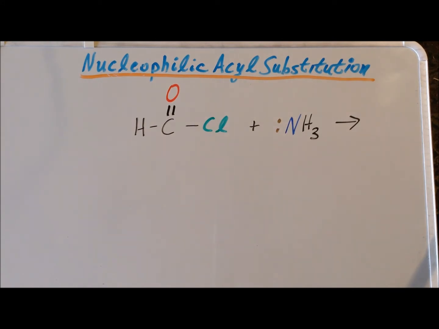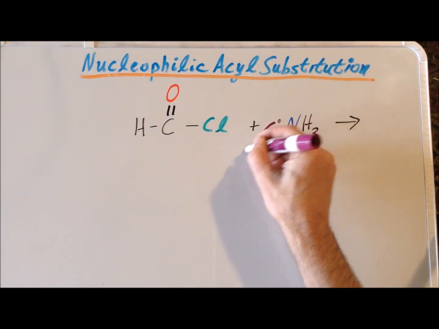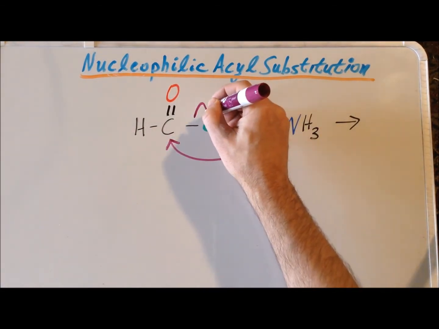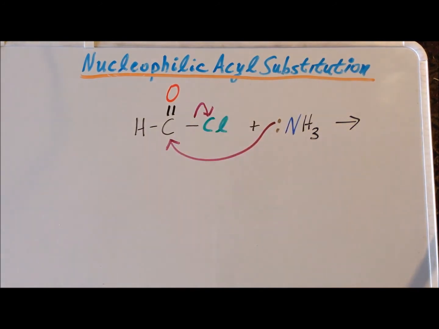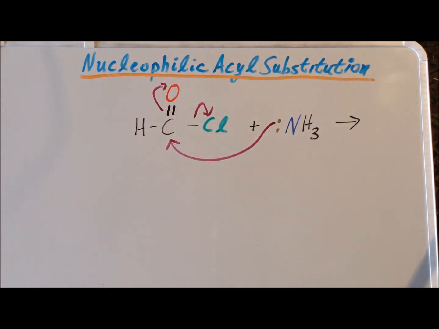Our first example will involve formyl chloride. So this is the acid chloride derivative of the simplest carboxylic acid, formic acid, reacting with ammonia as our nucleophile. So we realize that our carbon is electron deficient. So we have nucleophilic attack at the electron deficient carbon. We have bond breaking between the carbon and the chlorine, and the chlorine is going to leave as chloride. And we have flow of electrons onto nitrogen so that it becomes a carbon-oxygen single bond.